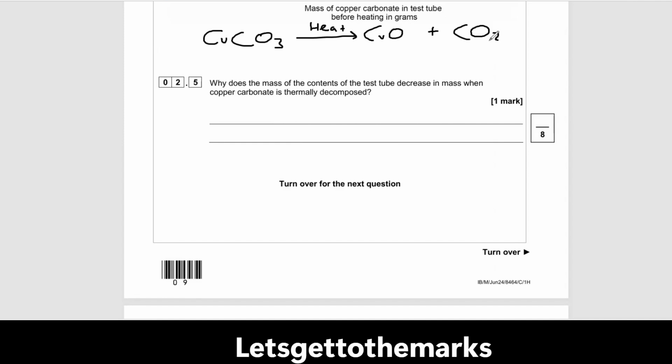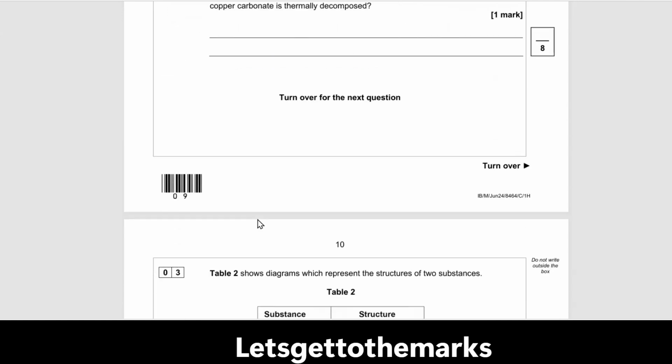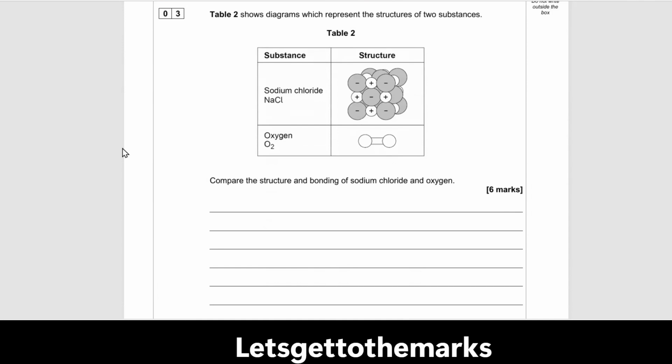What do you know about carbon dioxide? It's a gas, and that is what escapes the test tube, and that's why the mass goes down. So we can say carbon dioxide gas is given off, and it has mass. You don't need to do that, you can just say CO2 is coming off. But basically, carbon dioxide is a gas. Gases have mass, so it's losing mass as the gas escapes. Why does it escape? Because there's no lid on it, and you wouldn't put a lid on it because that would be pressure buildup.